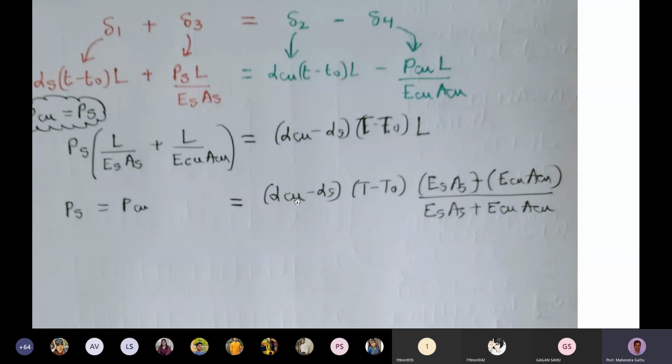If you look at this expression, as long as alpha Cu is different from alpha S, we have this tensile force or compressive force. But once alpha Cu equals alpha S, this term goes to 0, and the net tensile force or net compressive force will be 0. So if both the bars have the same coefficient of thermal expansion, they will not have any internal stresses.